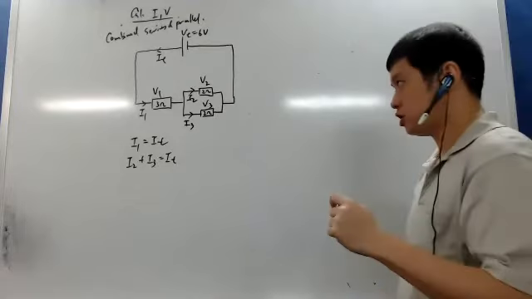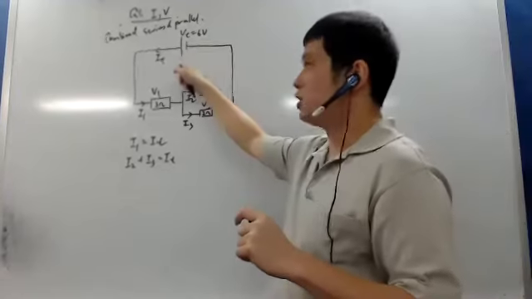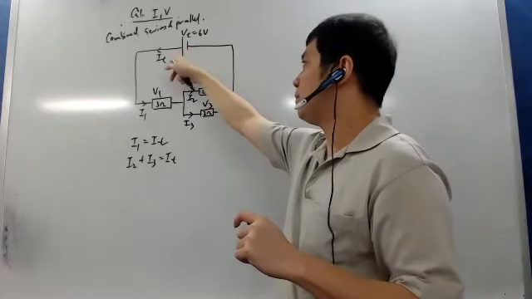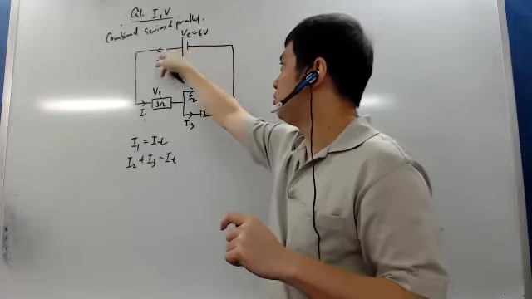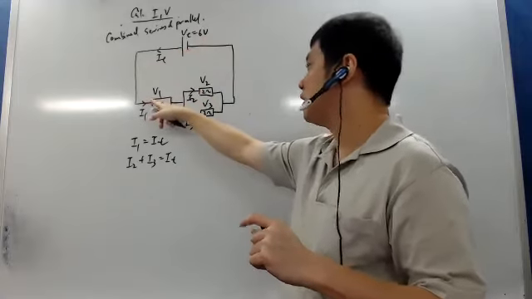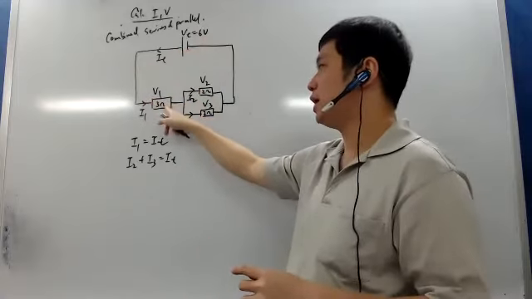Okay, next, voltage. Voltage is like energy. Remember, you are one of the people, right? One of the persons. You get 6 volt of energy from the battery. You walk. Then you use some of the energy to climb this mountain.